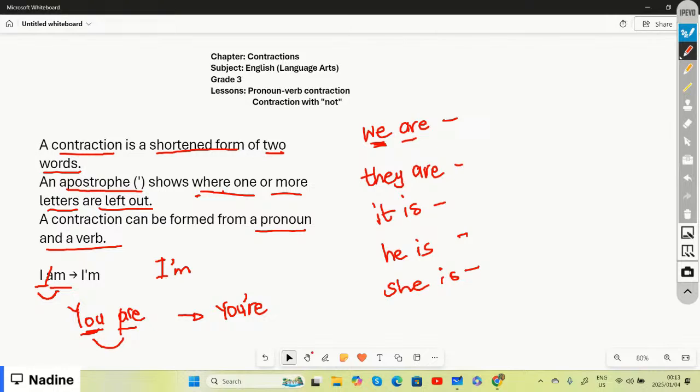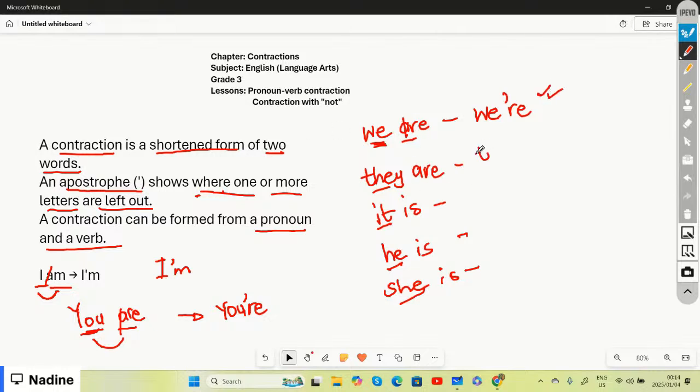All right, yes. And if we were to shorten those words, remember we said that the pronoun stays the same? So basically, we shorten the verb. So we are, well done, is going to be we, apostrophe, we remove the A, we're. Well done. We're is correct.